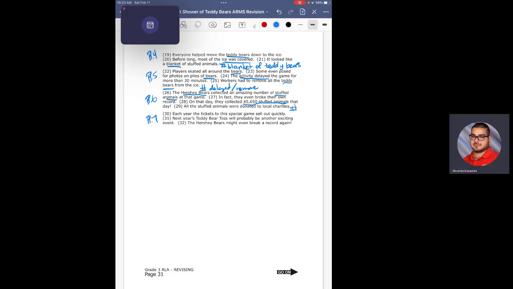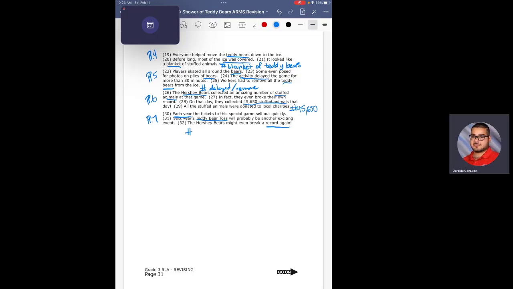So I'm going to write the number down. 45,650. All right, that's how I'm going to chunk that paragraph. Paragraph 7, it says, each year the tickets to this special game sell out quickly. Next year's teddy bear toss will be another exciting event. The Hershey's Bears might even break the record again. So they have this event each year. Next year there will be another teddy bear toss, and then they're hoping to break the record again.